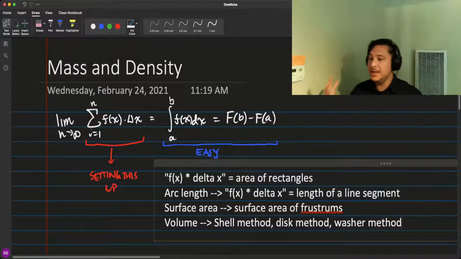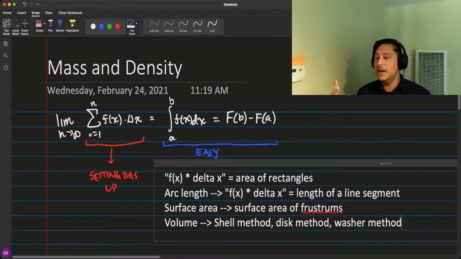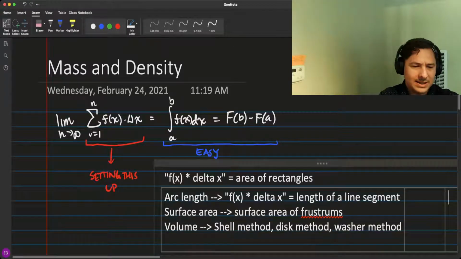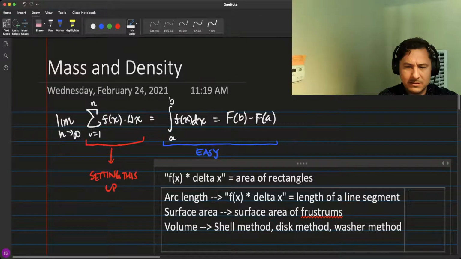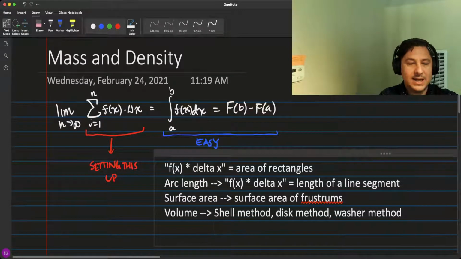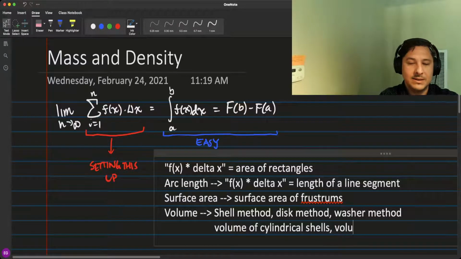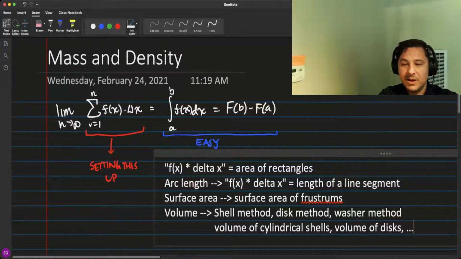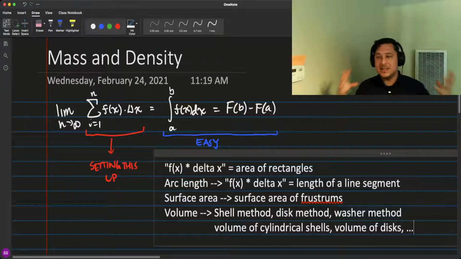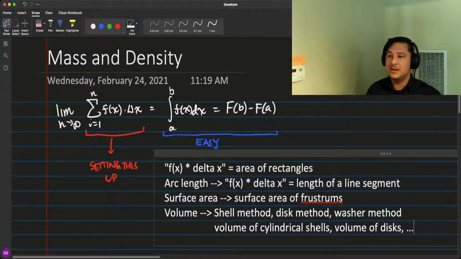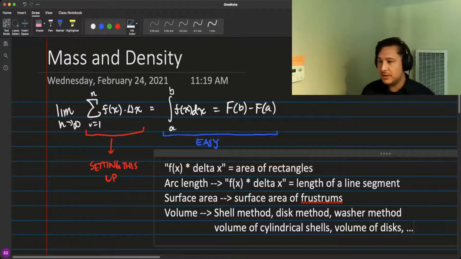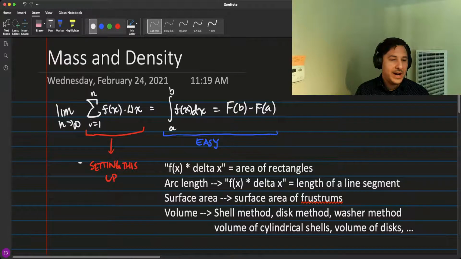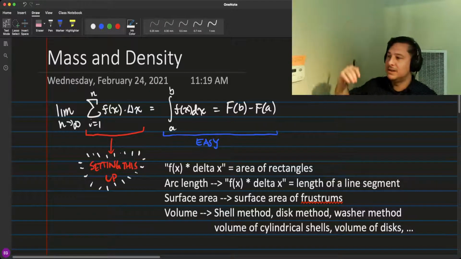What always changed is what your f of x times delta x was. For the shell method, we were taking the volume of cylindrical shells. For the disk method, it was the volume of disks. The whole idea is that it's the same idea, but the interpretation changes each time. I usually spend a good half an hour to an hour explaining how I set up this approximation. And then how does it always end? We take the limit of the approximation and solve it with a definite integral.